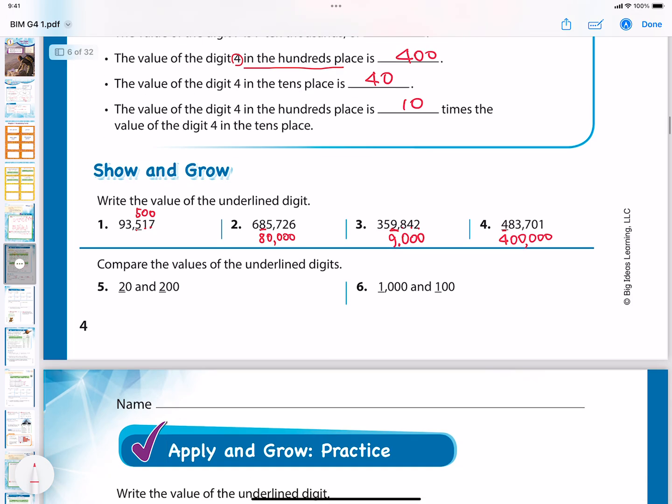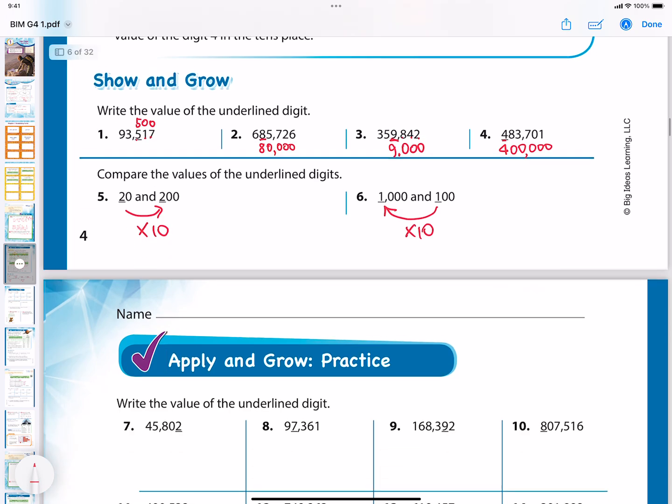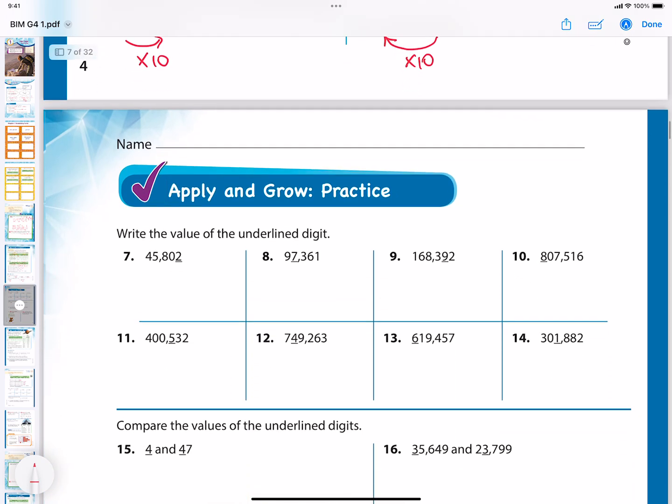Okay. Now compare the values of the underlined digits, 20 and 200. So I'm going to say, okay, 200 is 10 times greater than 20. Okay, what about this 1,000 and 100? Yes, 1,000 is what? 10 times greater than 100. Okay, so I just simplified it. So I'm sure you understood what I mean. All right, let's move on.